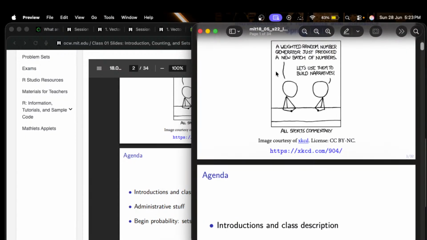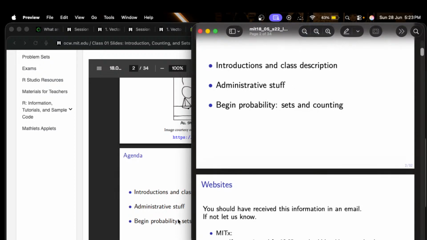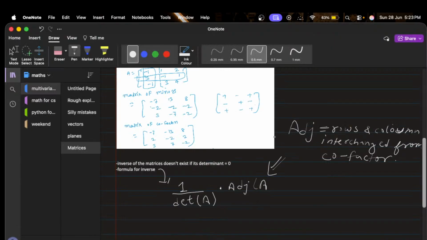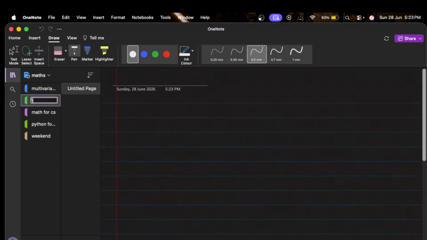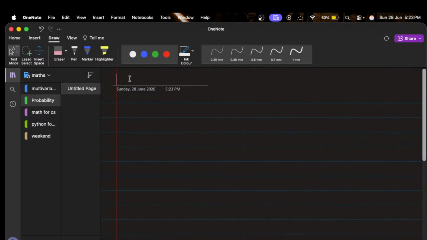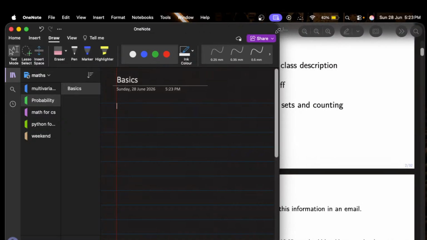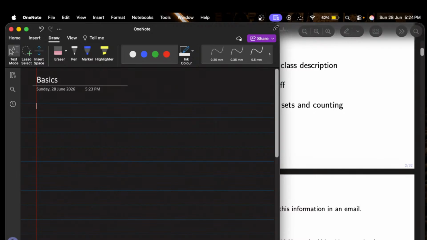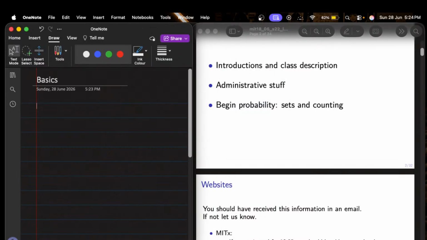Okay, I will keep the slides like this only, and I will make a proper section for probability. So let's just start with basics, and I will keep this here. It looks fine. All right.